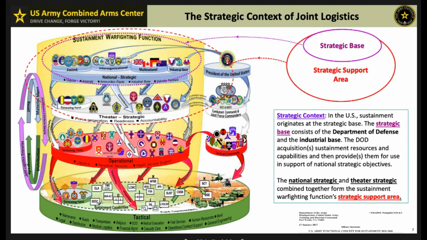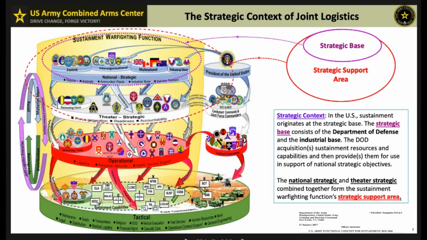This image illustrates the sustainment warfighting function across different levels of warfare: joint, national strategic, theater strategic, operational, and tactical. It provides a comprehensive overview of how sustainment operations are organized and integrated to support military operations. At the top, collaboration occurs between U.S. military services, inter-organizational entities, multinational partners, and the industrial base.